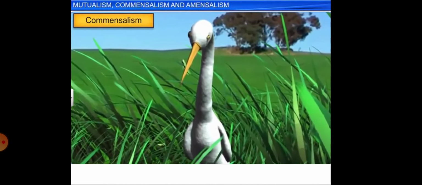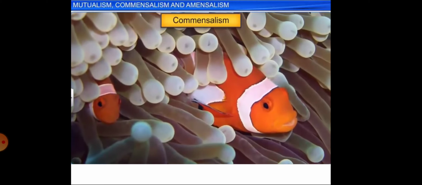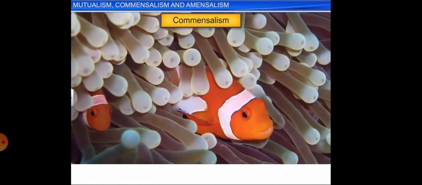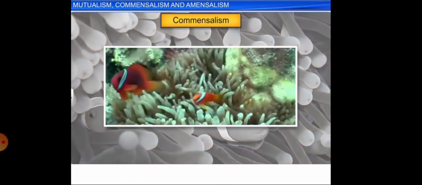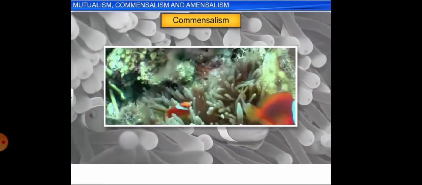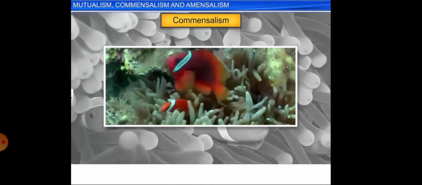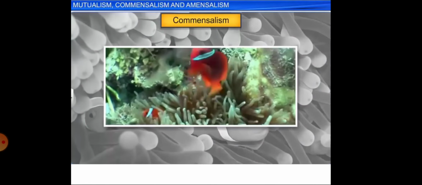Another fascinating example of commensalism is seen between sea anemone and clownfish. Although the sea anemone has stinging tentacles, the clownfish finds it a comfortable place to live as it receives protection from predators. However, in this interaction, the sea anemone is neither benefited nor harmed.